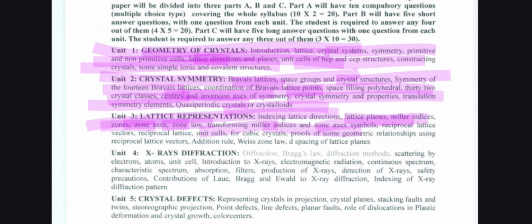indices and zone axis symbol, reciprocal lattice, lattice vector, reciprocal lattice unit cells for cubic crystals, proof of some geometric relationships using reciprocal lattice vector addition rules with the zone law, d-spacings of lattice. Unit 4 is X-ray diffraction.